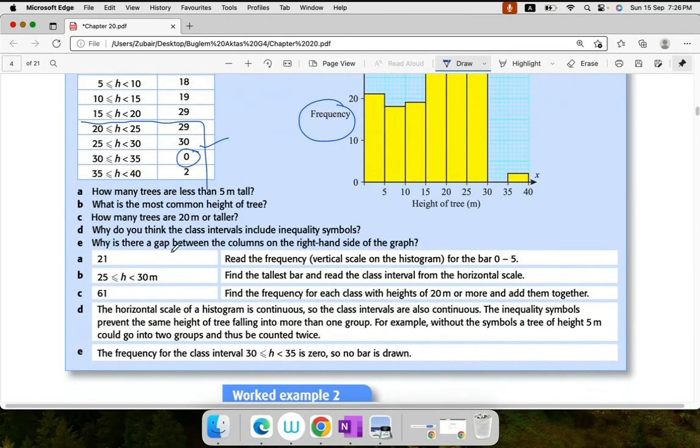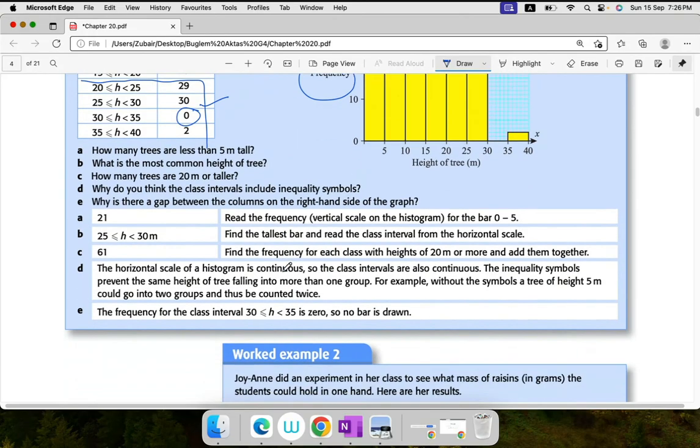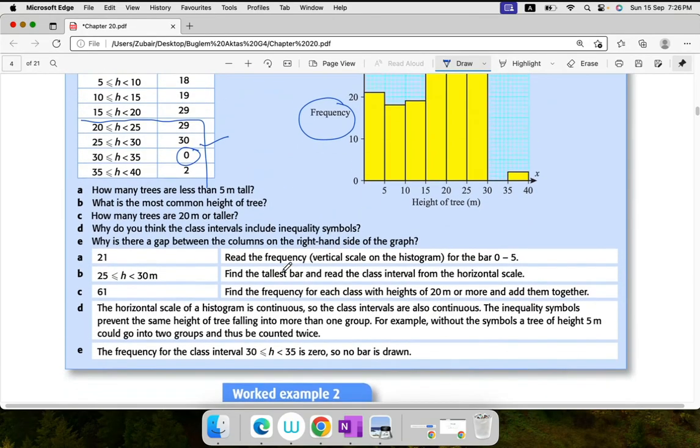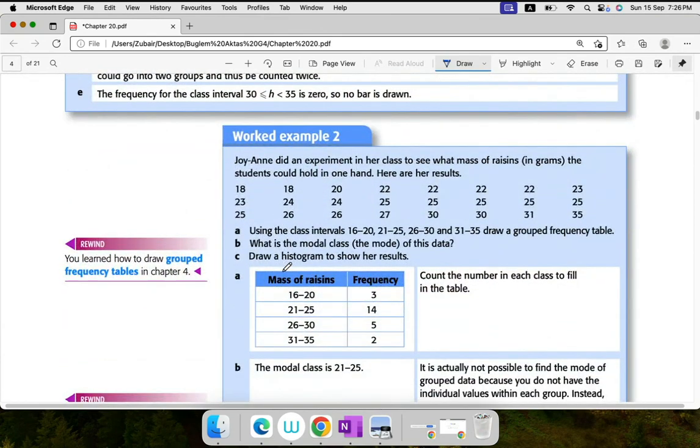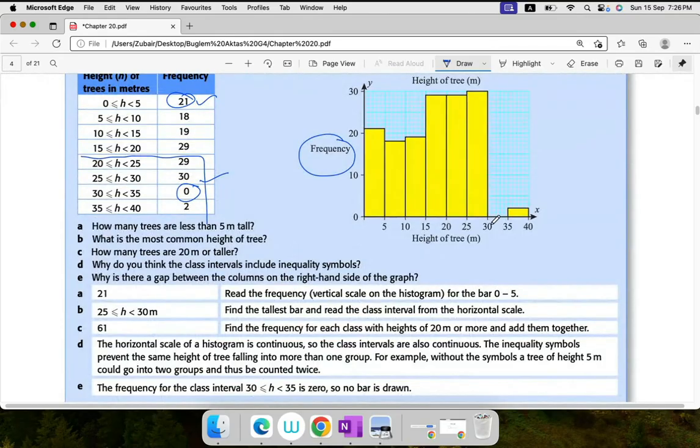Why is there a gap between the columns on the right hand side of the graph? Because there's no data in the tree area between 30 and 35. The height is 0. Sorry, there are 0 trees with height 30 to 35. That's why there's a gap.